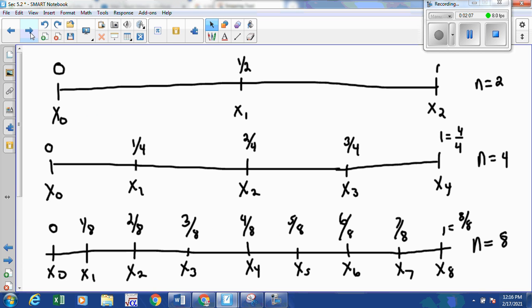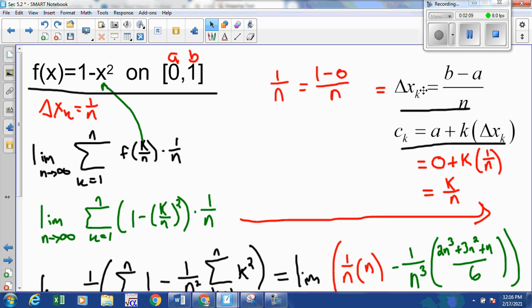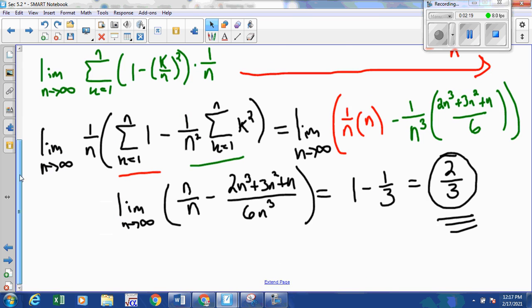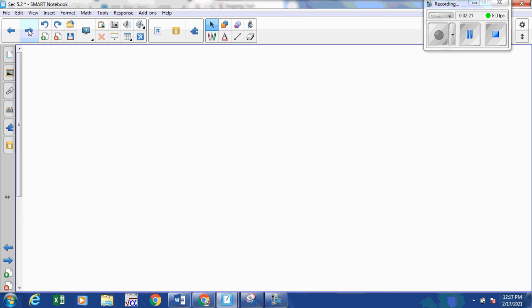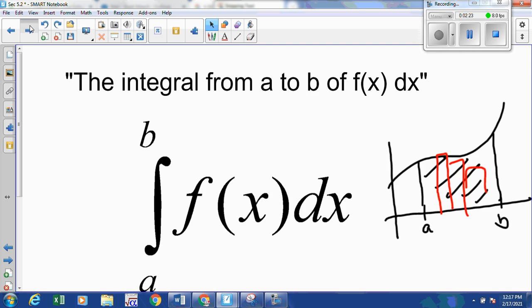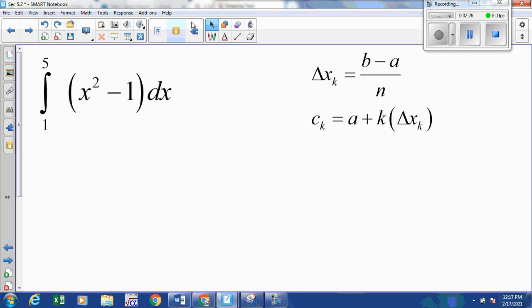Once we did that, we talked about using our formulas for delta xk and c sub k and finding the limit of our Riemann sum for our function on our subinterval. And we did one example of that last time. So what we want to do today is start off with another example.